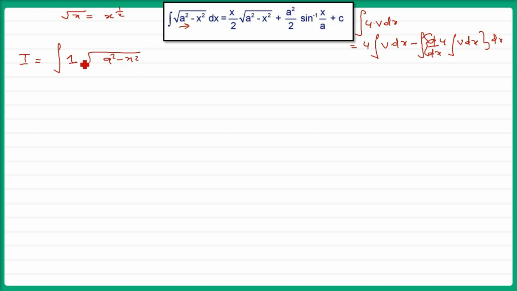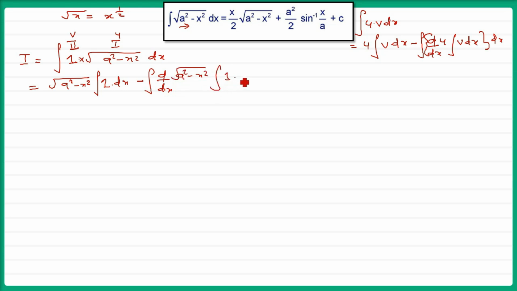So we'll assume that 1 is already there. We don't have to assume because 1 is already multiplied by every number. Now we'll take the first function as under root a square minus x square and the second function as 1, as I indicated in the formula for integration of u dot v that we are going to use just now. So the first is under root a square minus x square, integration of 1 dx, minus integration of the differentiation of the first function, which is under root a square minus x square, then the integration of 1 dx, and then the final multiplication of these two, differentiation and integration, and again the integration.